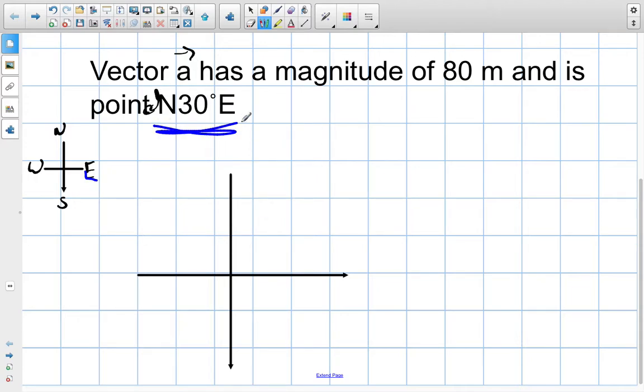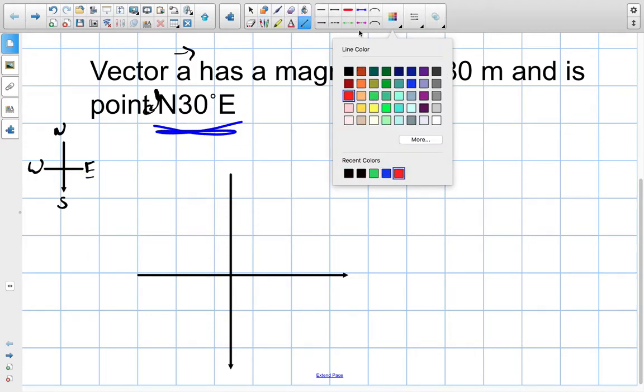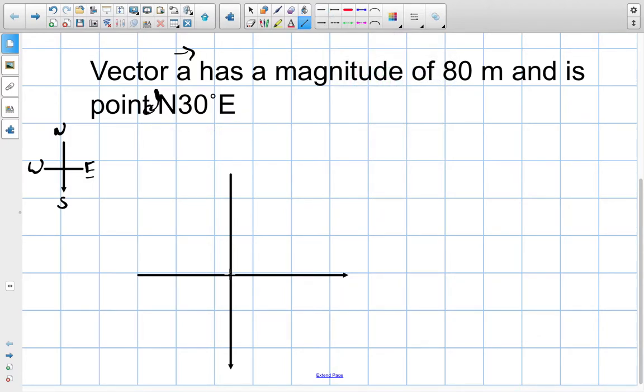Okay, so now we're going to take the direction we've been given, north 30 degrees east. Well, what that means is we start at north. So I'm going to take my line, make my line red, great, and that's currently north. And then we're going to move 30 degrees from there. So take our line, and let's say we start here.